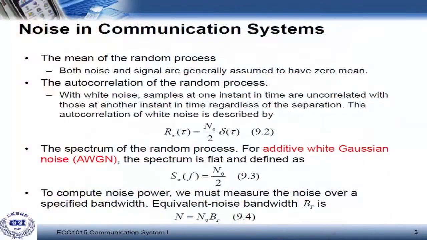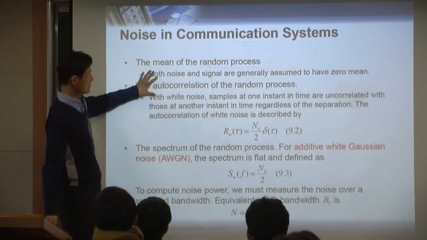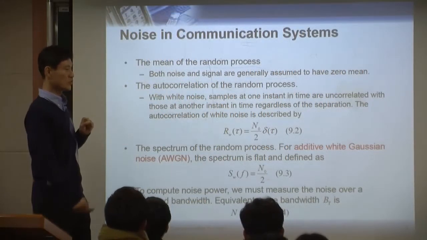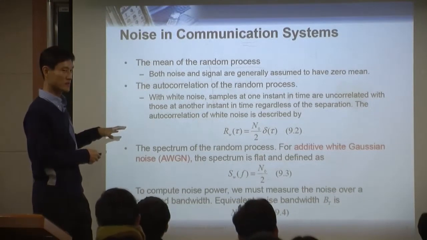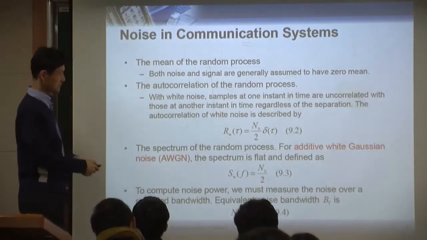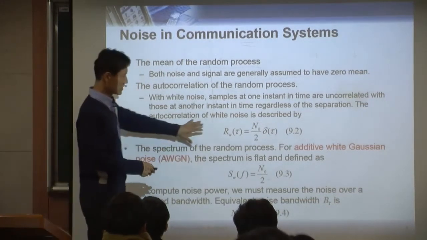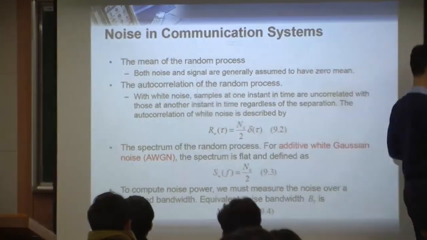So this slide basically talks about some basic knowledge about noise. You need to have some basic knowledge about noise. In order to talk about noise, we also need to discuss random processes or random variables. So here we have some random variables. And when you talk about noise, we always look at this equation. So let me talk a little bit about this equation.